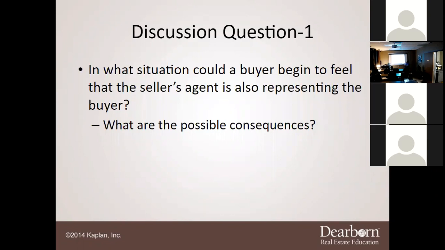What are the possible consequences if they're trying to represent both? Say you've got the seller and you're also trying to get the buyer. What's the problem there? Can you do that? I can't represent both. Agents try to skirt that line all the time. They get a listing, and then once they have it, they try to skirt by and get the full 6% to justify it.